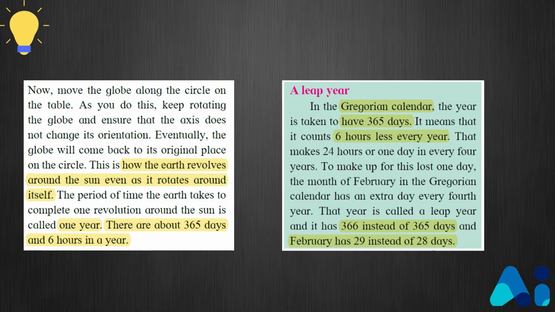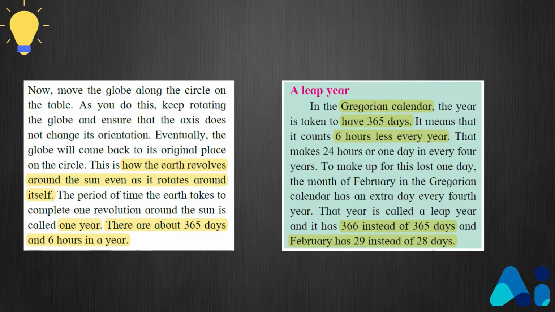In the Gregorian calendar, a year was taken as only 365 days. That means 6 hours were counted less every year. So in a span of 4 years, that will be 24 hours, 6 into 4, right? 24 hours are counted less. And that's where the concept of leap year comes into the picture. Now, to make up for that lost 1 day, why 1 day? Because 6 hours are lost every year, and in 4 years you will lose 24 hours. 24 hours is 1 day.